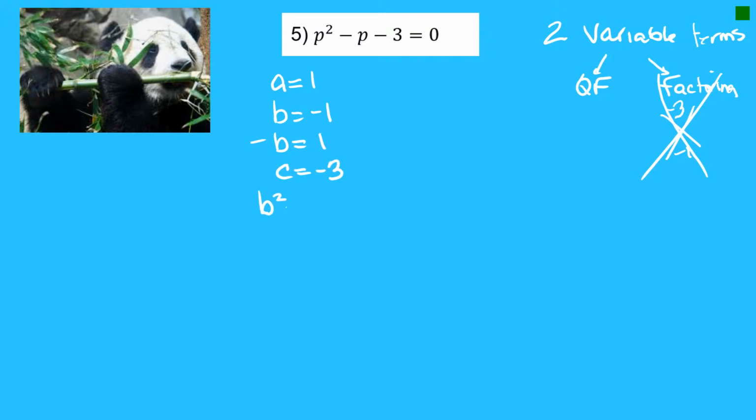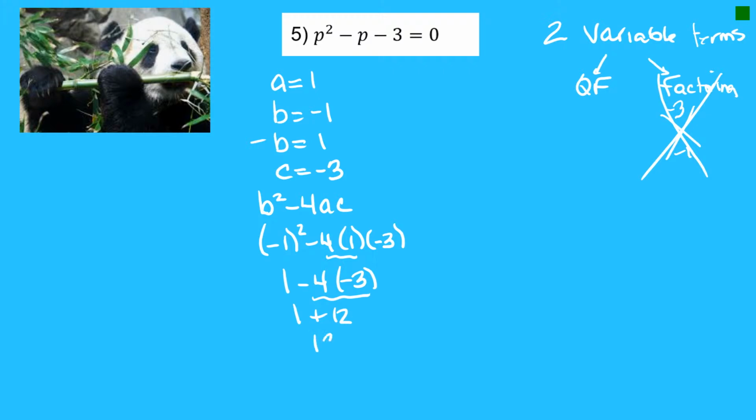I'm also going to do the discriminant, b squared minus 4ac. So negative 1 squared minus 4 times 1 times negative 3. Negative 1 squared is 1. 4 times 1 is 4 times negative 3. Negative 4 times negative 3 is positive 12, so this equals 13.